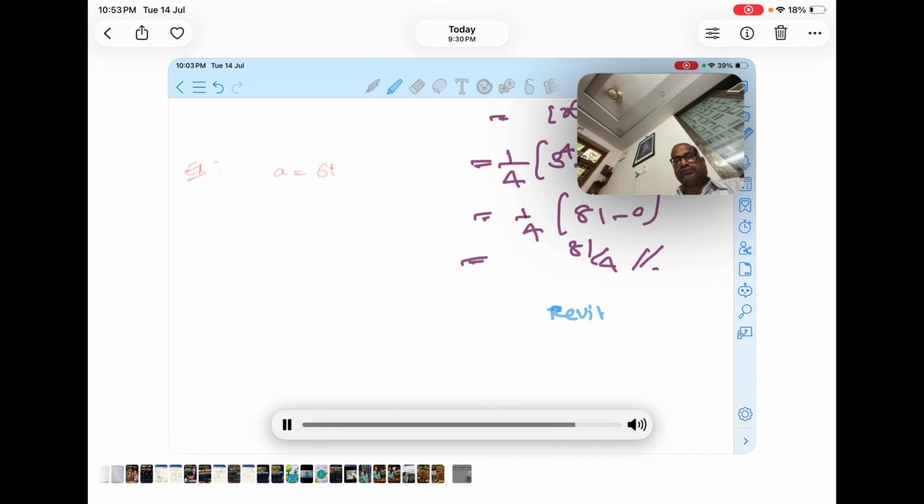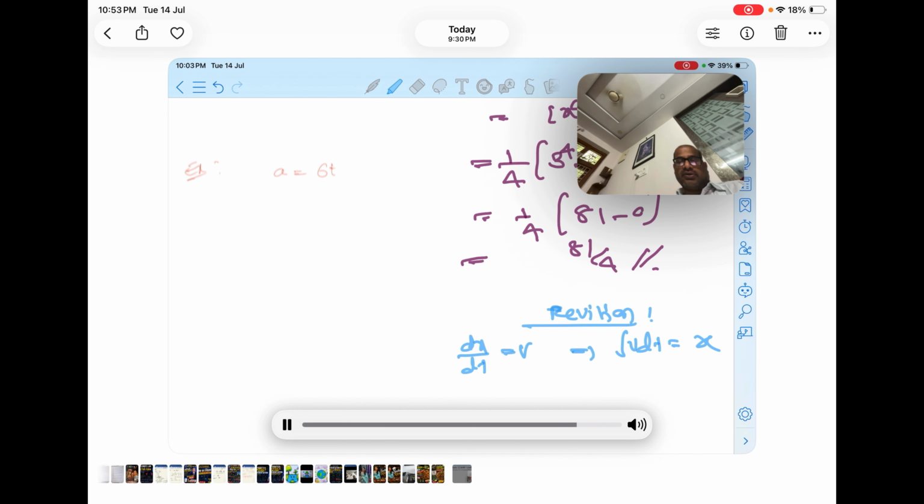If you differentiate position, you are getting velocity. If you integrate velocity, you are getting position or displacement. Now acceleration is dv by dt. So dv is equal to a dt. So total change means integration. So integrating acceleration, we are getting velocity.